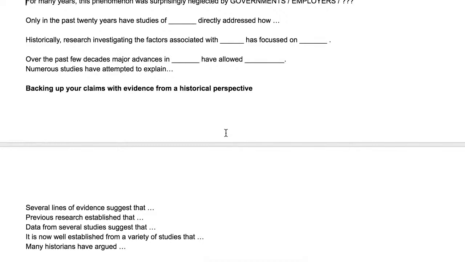More, backing up your claims with evidence from a historical perspective. Several lines of evidence. This one was one of my favorites as well. I'm going to highlight it and send it to a student.